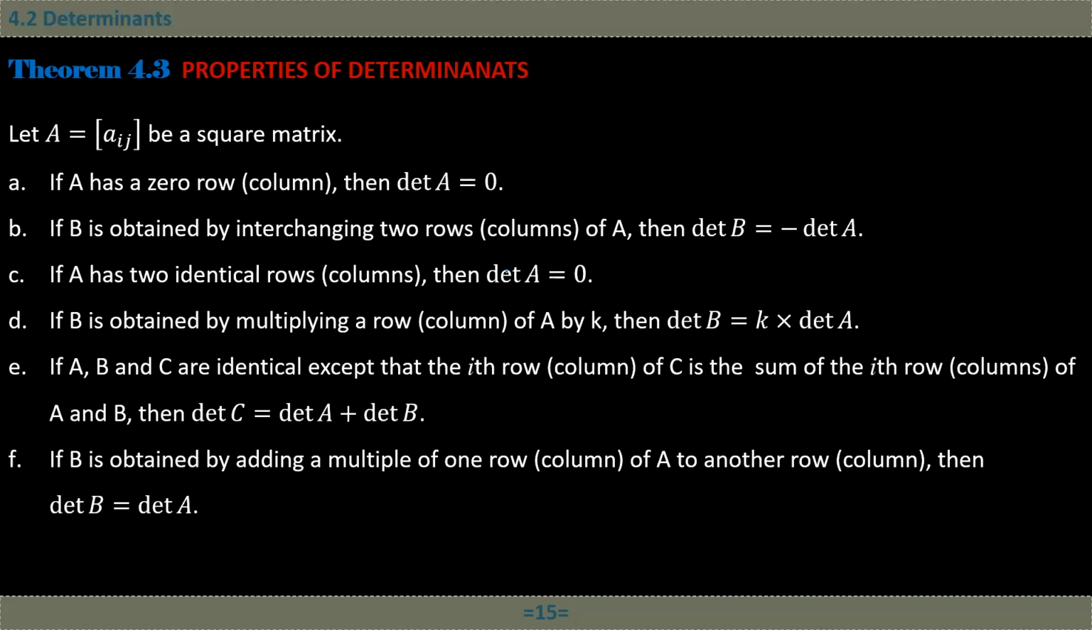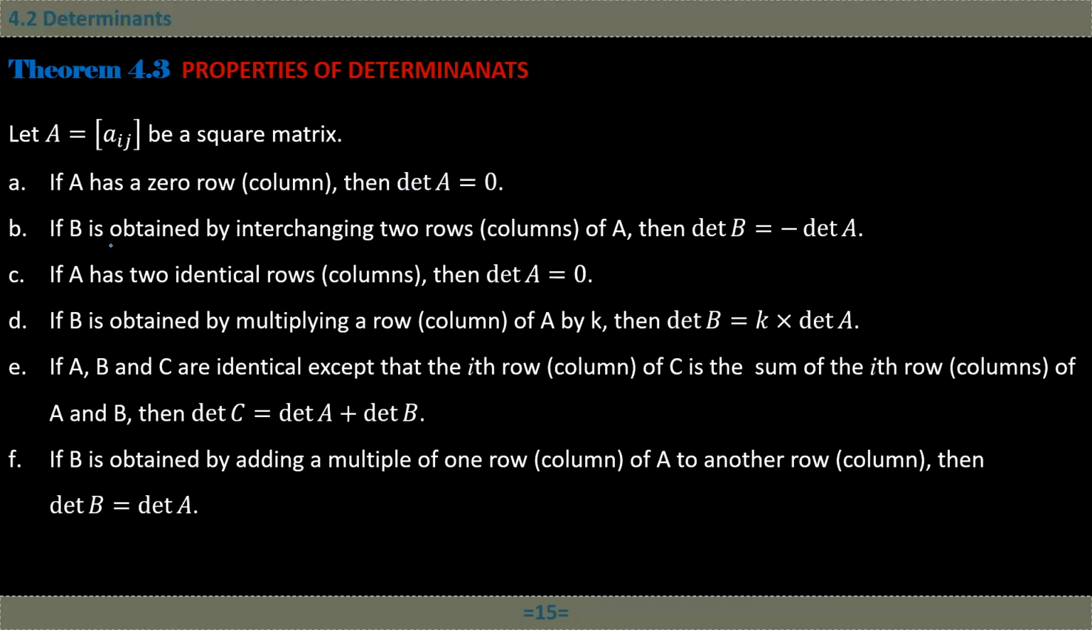So, properties of determinants. Let's say we are given a square matrix, an n by n matrix. Number 1, if A has a 0 row or column, then the determinant of A is equal to 0. It's not difficult to understand this, because if you compute the determinant by cofactor expansion along that column or that row, since all components are 0, it will be equal to 0.